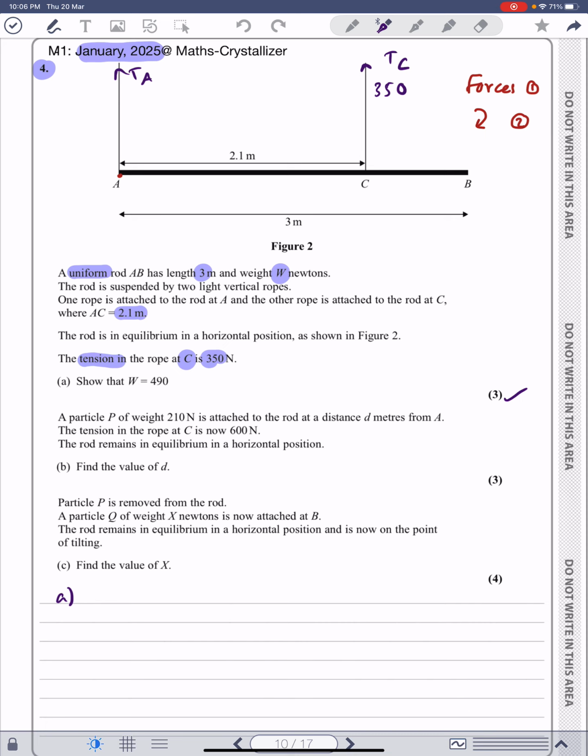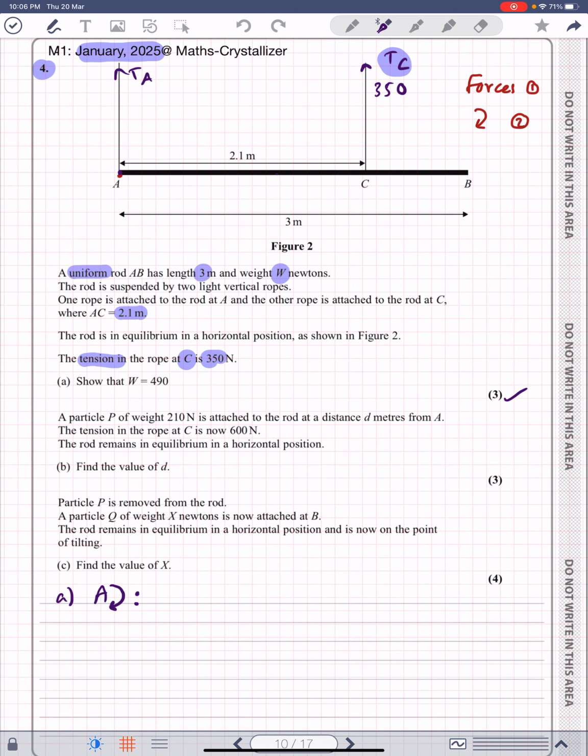I mean, take the moment. We are free to take it about any point we want. For most questions we prefer the ends of the rod, so I will take it at A. This means the moment of the tension at A is 0, since the distance is 0, leaving only 2 forces, the tension at C and the weight of the rod.